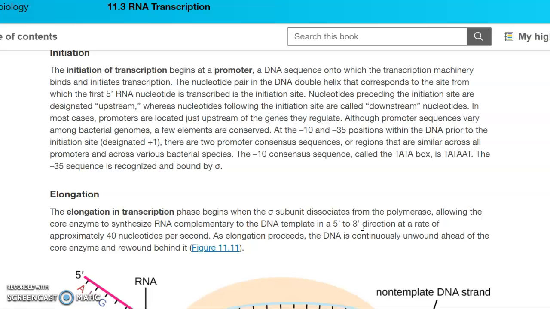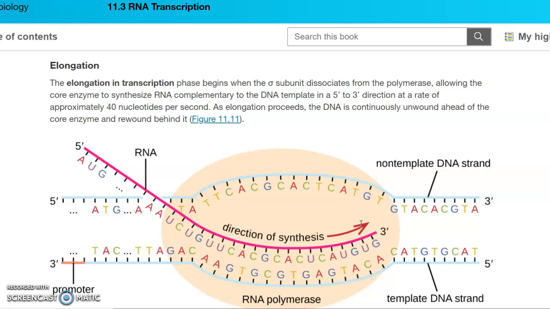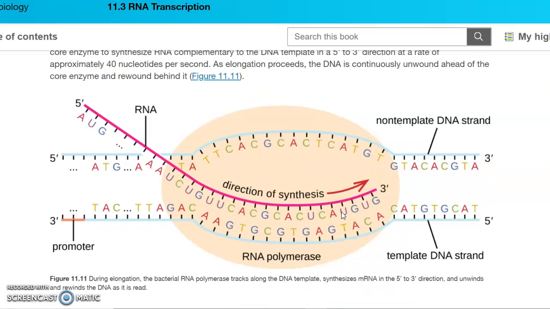And as this elongation process proceeds, the DNA is going to be unwrapped ahead of it and then wound back up into its helix behind it. And so you've got this RNA polymerase as your enzyme. You've got your two strands of DNA here. Again, we've got the template and the non-template. And the template strand is going to be the one that's running from the 3' to the 5'.